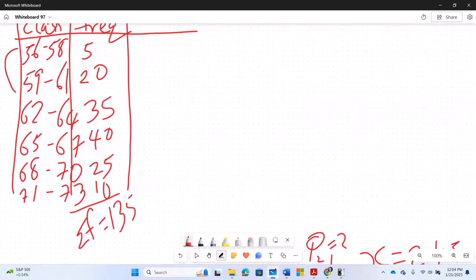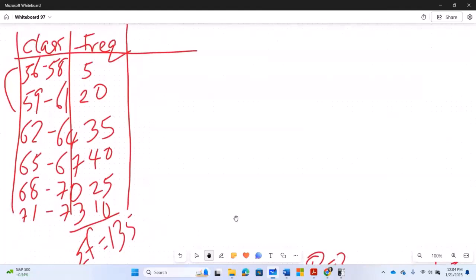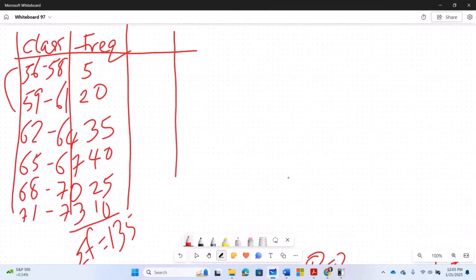But that may not be all. I could be told to find the relative frequency. So I'm going to find the relative frequency of the data. So I make a column and I find the relative frequency of the data. All right, so create a column for relative frequency. Remember, it's the frequency of the class divided by the total frequency. And also remember that relative frequency is the same as probability.